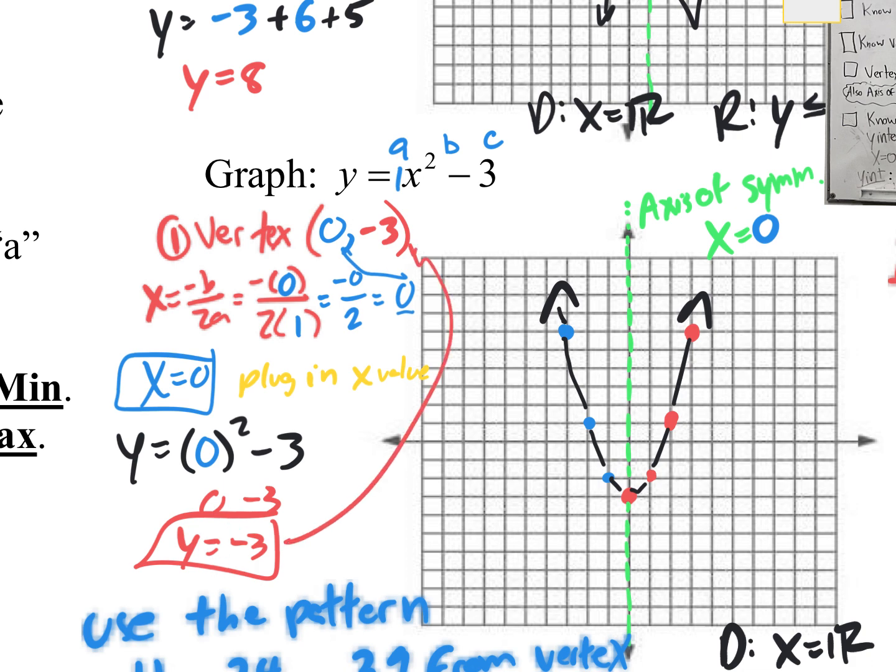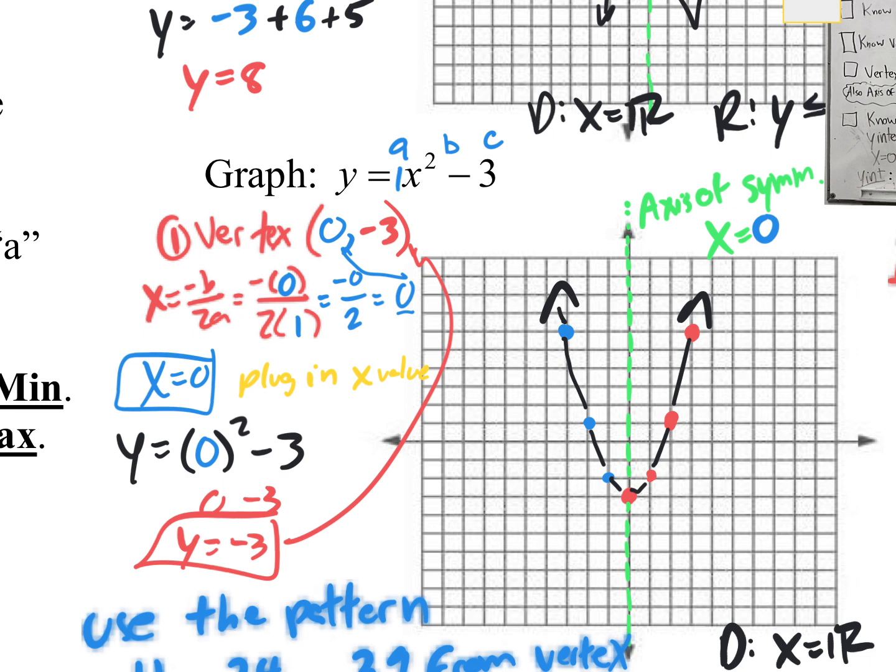Now that you know the vertex, first of all, that could be a question on its own on a quiz: find the vertex. You would type in (0,-3) in parentheses, no spaces, and that'll give you the correct answer. But you're supposed to plot your vertex, 0 on the x, negative 3 on the y. You put a dot there.